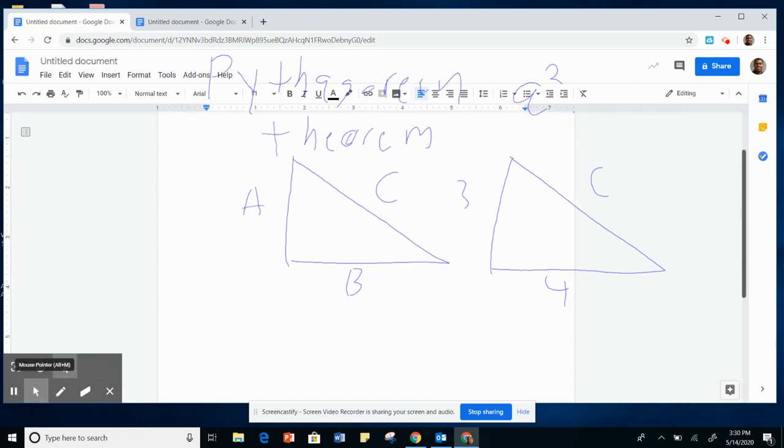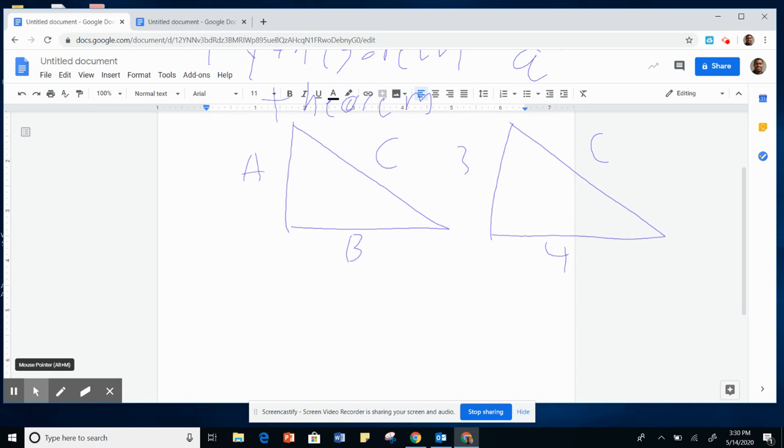I'm going to slide this down a little bit so we still see our problem. All right, so basically, here's how we solve it. A squared, in this case, 3 is A, so it's going to be 3 squared plus B squared. Our B is 4, so it's going to be plus 4 squared is equal to our missing C squared. What's 3 squared? 3 times 3, 9, plus 4 times 4, 16 is equal to C squared. 9 plus 16 is equal to 25 is equal to C squared.